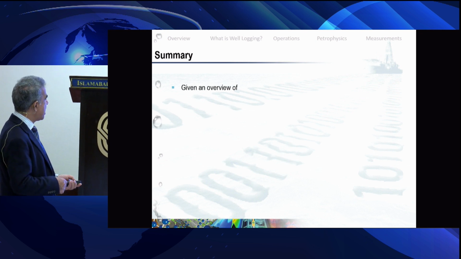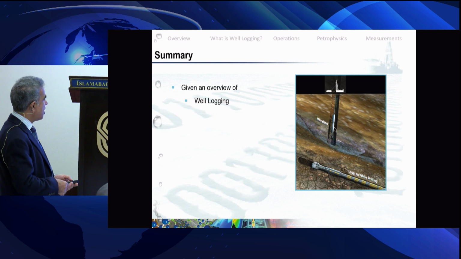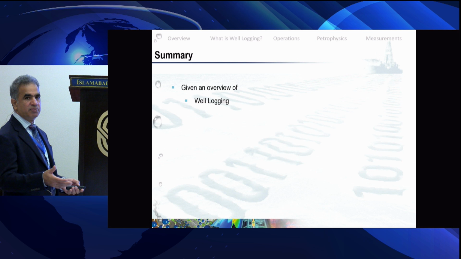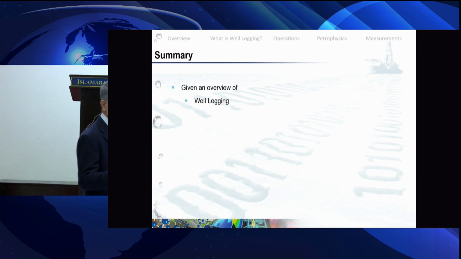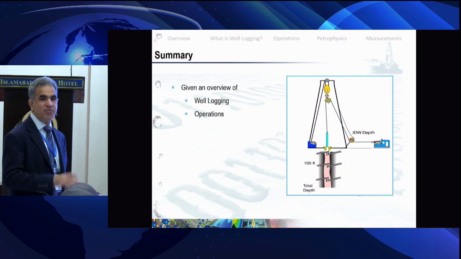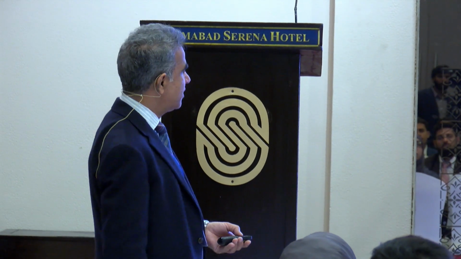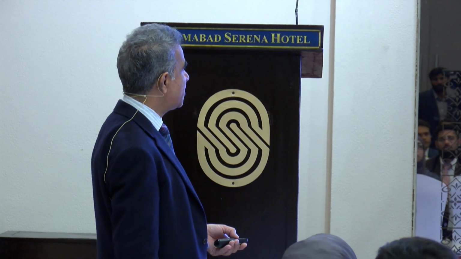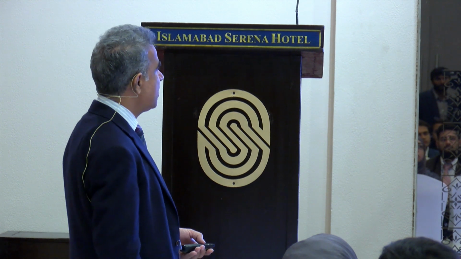So we have given an overview of well logging. It was logging while drilling, wireline, vertical wells, horizontal wells. We looked briefly at the well operations, rig up, running in, and the equipment, basically cable type, cable structure, different sheaves. And then we also looked initially at the basic petrophysics.